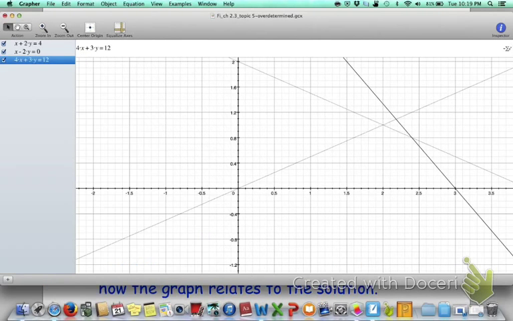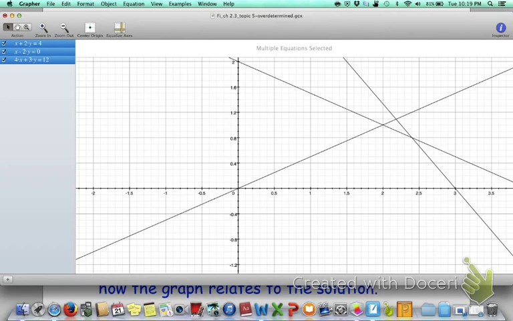This is what that would look like if we graphed all three of the lines. This is what they look like. There's no place that all three of the lines meet.